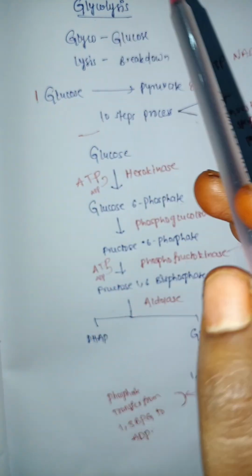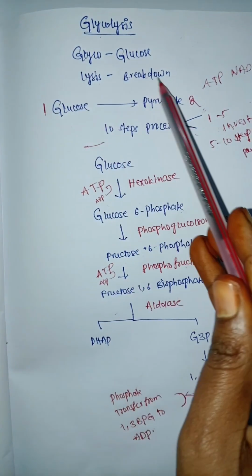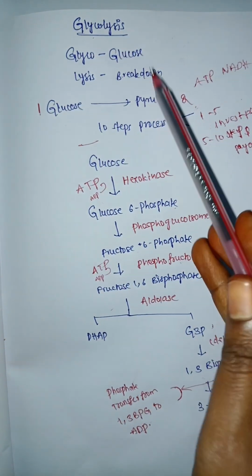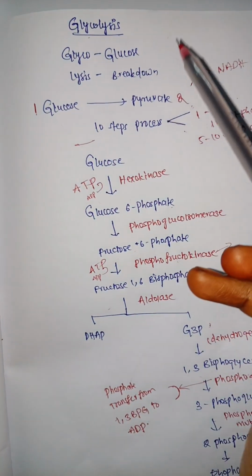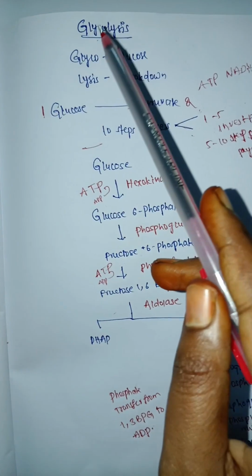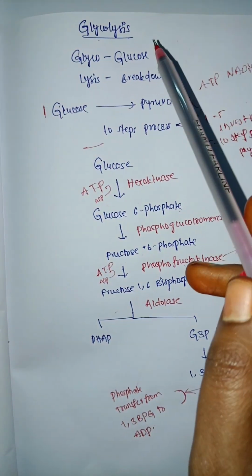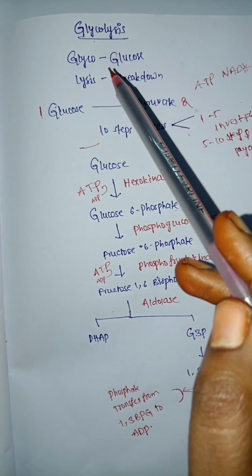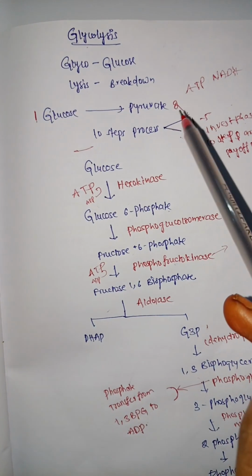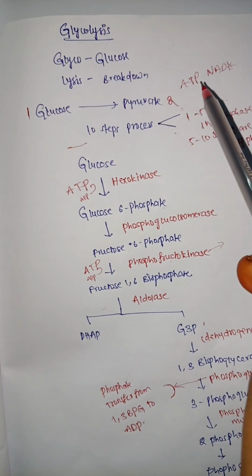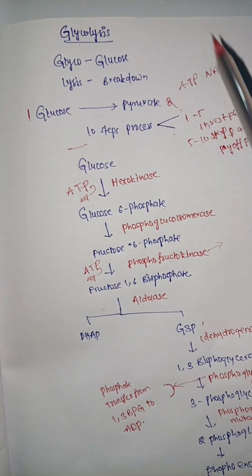Now we are discussing glycolysis. Glyco means glucose, lysis means breakdown. The breaking down of glucose is known as glycolysis. The ultimate goal of glycolysis is that one molecule of 6-carbon glucose breaks down into two molecules of 3-carbon pyruvate while producing ATP and NADH.